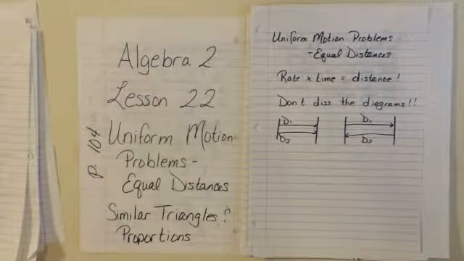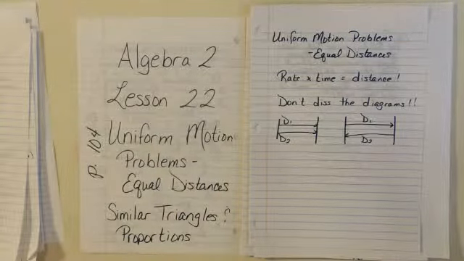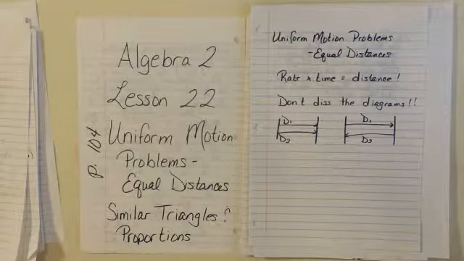Hi, this is Algebra 2, Lesson 22. We're going to talk about uniform motion problems with equal distances and similar triangles and proportions. We're starting on page 104.